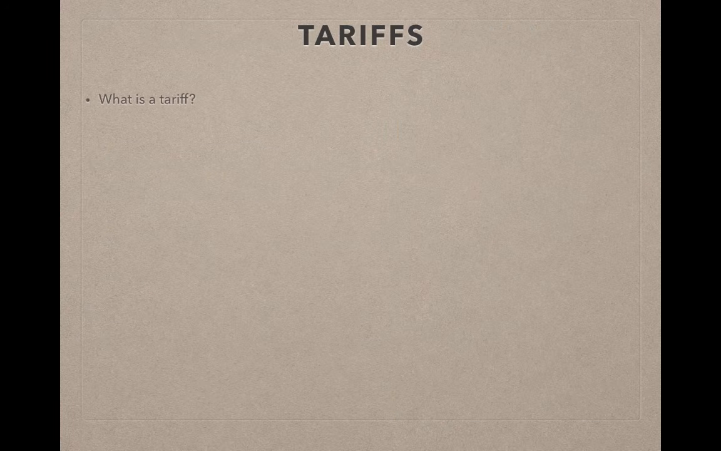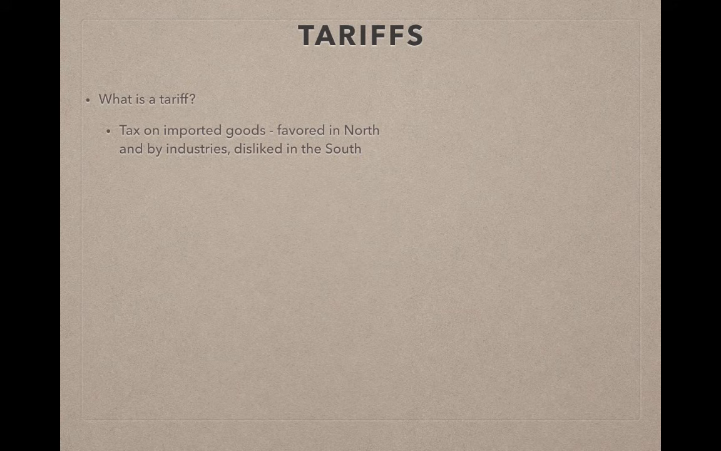All right, let's jump on over to tariffs. Tariffs are a tax on imported goods. They tended to be favored in the North and by industries and disliked by the South because tariffs tended to protect businesses in the North. Whigs tended to support them and Democrats did not. And you could already tell that because of the American System.